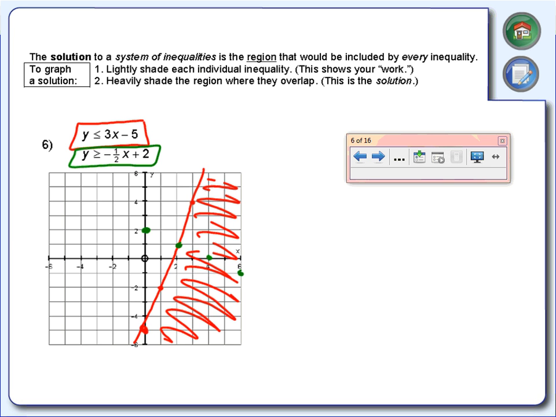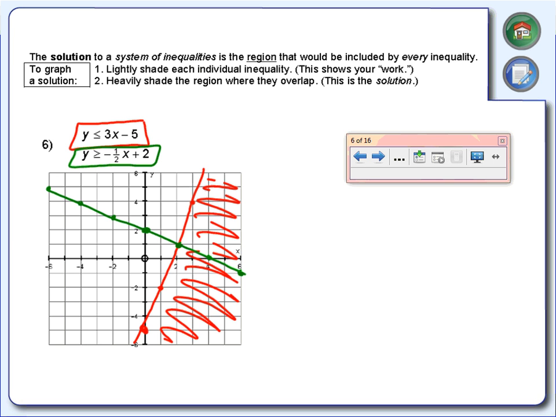I'm going to get a couple more dots on the other side. I'm going to reverse it. Go up 1, 2 to the left. Up 1, 2 to the left. This is going to be another solid line. There's my solid line.